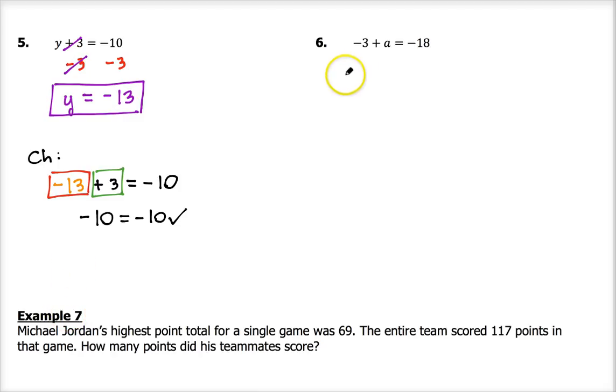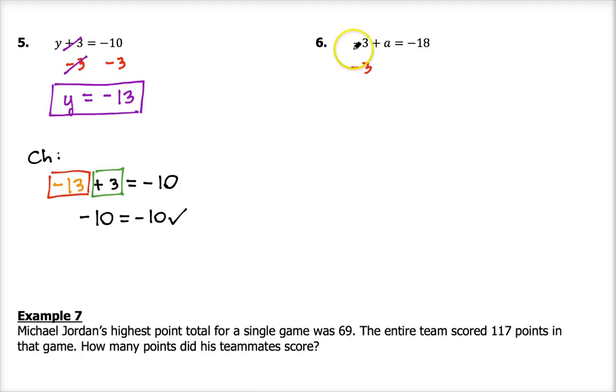Okay, number 6, negative 3 plus a equals negative 18. Okay, be careful on this problem here. So you do see addition here between the negative 3 and the a. However, think about what operation do we want to do to cancel out this negative 3. Okay, if you try to do subtraction on this side and you write a minus 3 because of this addition sign here, negative 3 minus 3 is negative 6. It's not 0.